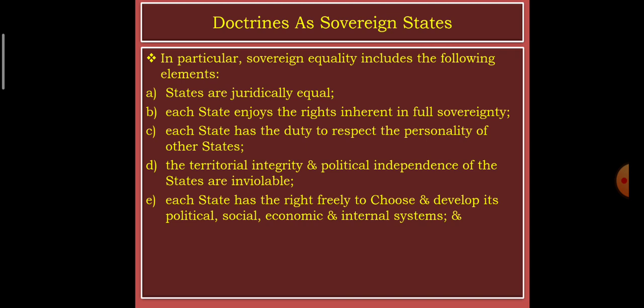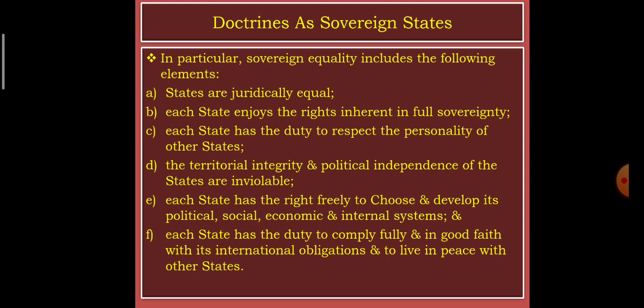Each state has the right freely to choose and develop its political, social, economic, and internal systems. There may be competition in terms of economic systems, internal systems, political systems. Every country looks for developing itself in all these terms, but even then, it has a right freely to choose and develop its political, social, economic, and internal systems of its own for its own development. Again, each state has a duty to comply fully and in good faith with its international obligations and to live in peace with other states.